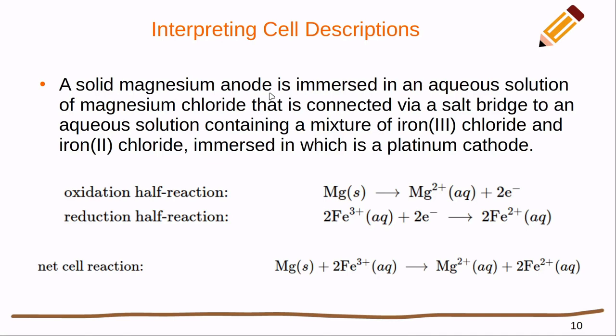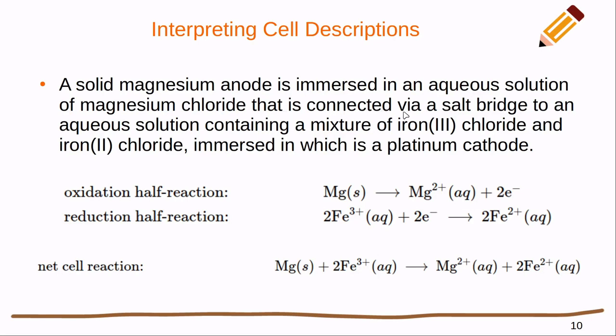I know that at my anode, I'm going to be having an oxidation reaction, and I can see that that's going to magnesium chloride, right? So I know magnesium chloride contains magnesium 2 plus cations, so I can write my oxidation half reaction. I've got magnesium solid going to magnesium 2 plus cations. That's going to liberate 2 electrons.